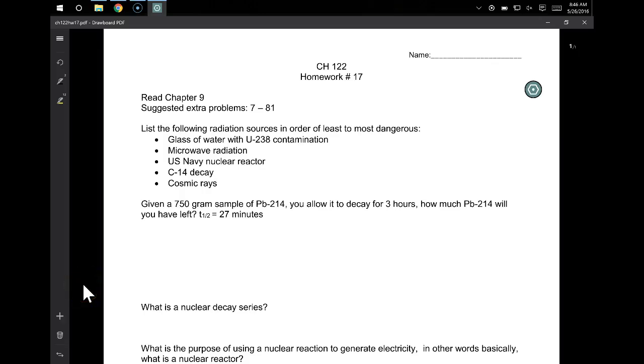Okay, which of these is the most dangerous? Which is the least dangerous? Yeah, microwave. I'm ordering them from least, so I would call number 1 least dangerous. Sure, can't do anything to you. Next. Yeah, it's probably a toss-up, but that's fine.